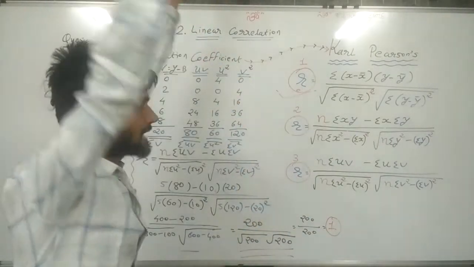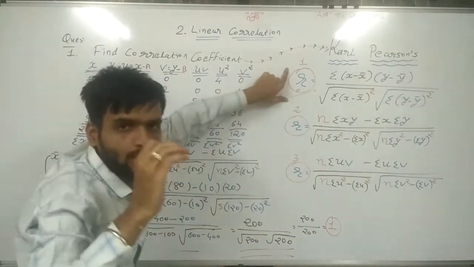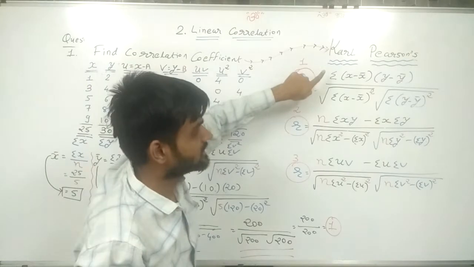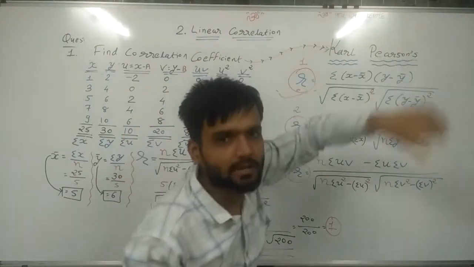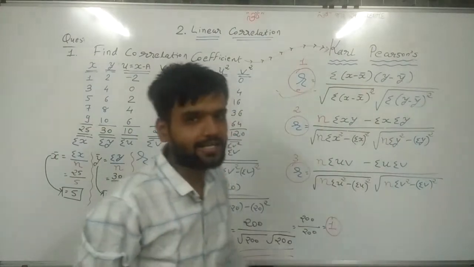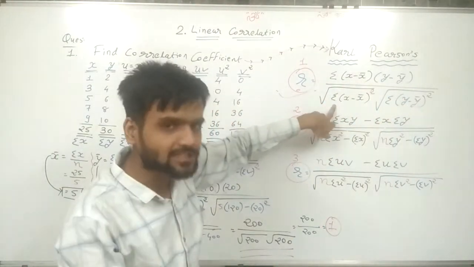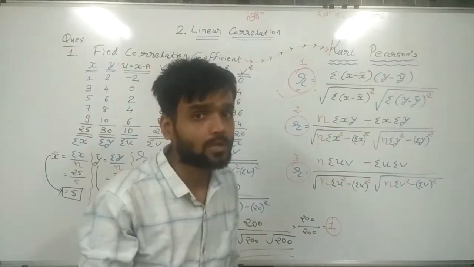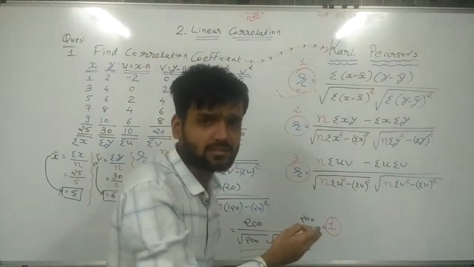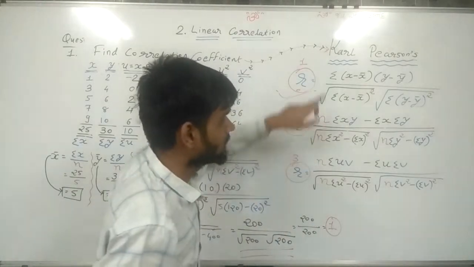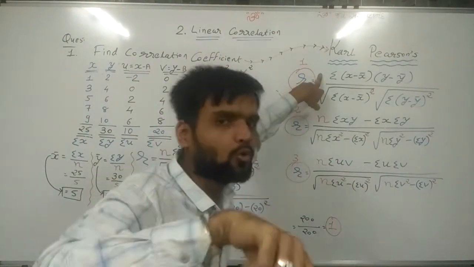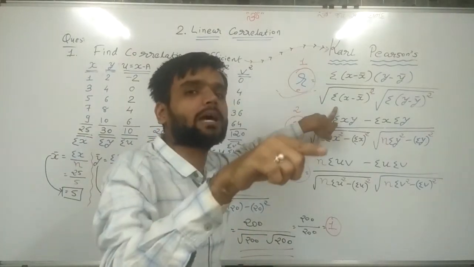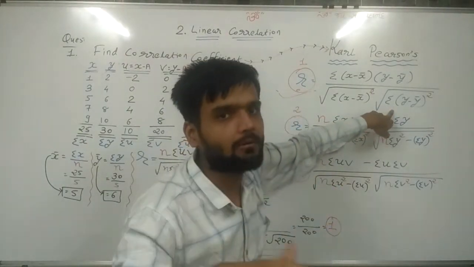Now I start with the first formula. r is equal to sigma (x minus x bar)(y minus y bar) divided by under root sigma (x minus x bar) square, second under root sigma (y minus y bar) square. Again I repeat, because it's the last chance: sigma (x minus x bar)(y minus y bar) upon under root sigma (x minus x bar) square, second under root sigma (y minus y bar) square.